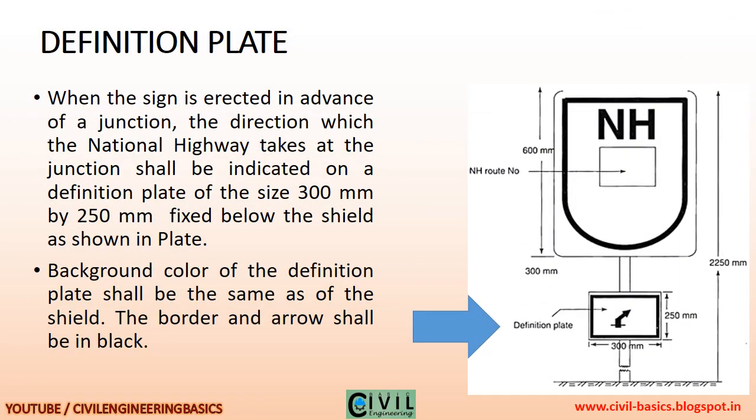Definition plate. When the sign is erected in advance of a junction, the direction which the national highway takes at the junction shall be indicated on a definition plate of the size 300 mm by 250 mm fixed below the shield as shown in the plate. The background color of the definition plate shall be the same as that of the shield. The border and arrow shall be in black. You can see the definition plate in this diagram.